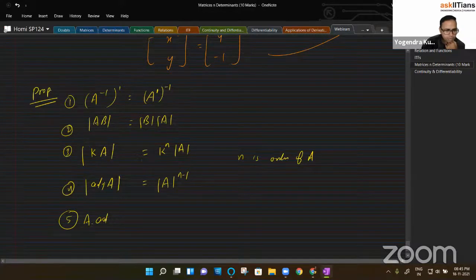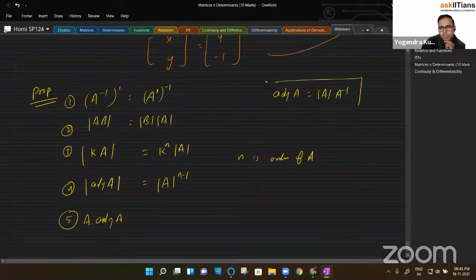Okay, A dot adjoint of A will be what? Tell me, guys. All the properties are derived from this only, right? We start from here only. Determinant of A into A inverse, right? If you multiply both sides by A, what do we get? Tell me, guys, what do we get?